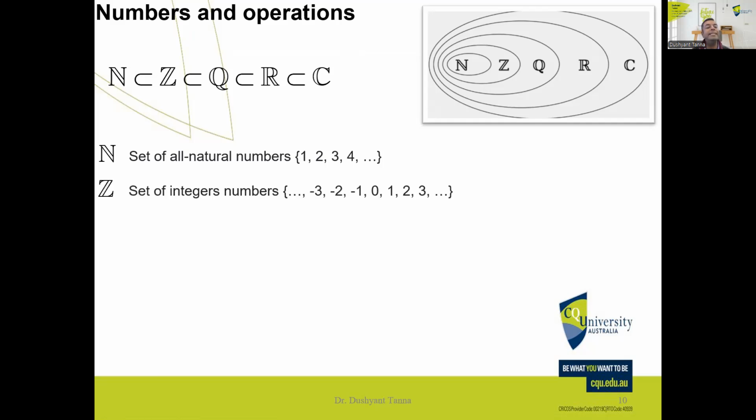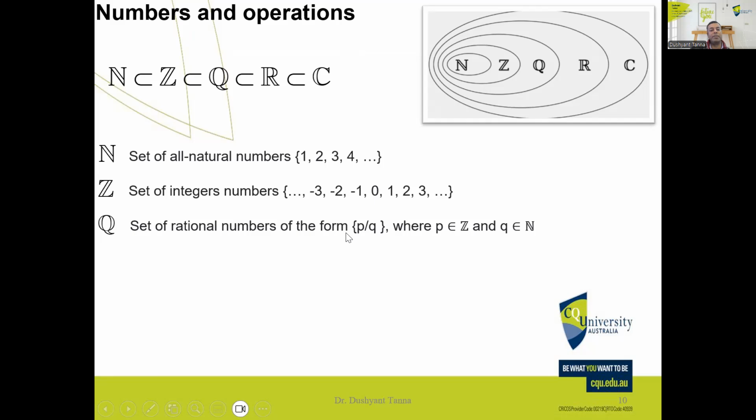Z, the set of all integers: all the negatives, the 0, and all the positive numbers is called the set of integers. Q, the set of all rational numbers of the form P by Q, where P is an integer and Q is a natural number, right? I will write something about Q here. It is called either recurring or terminating.